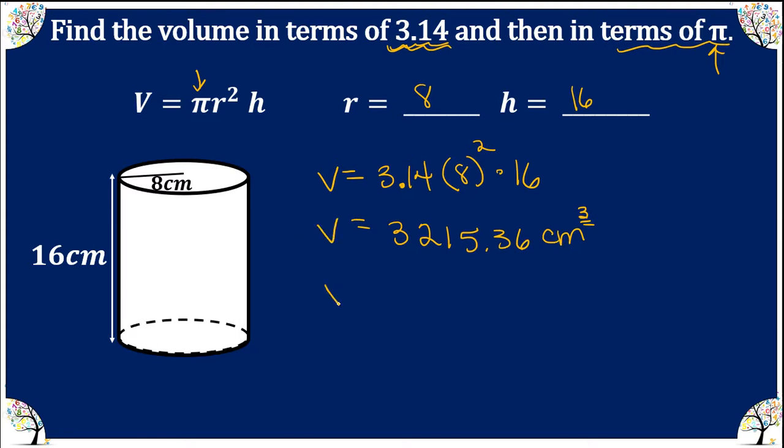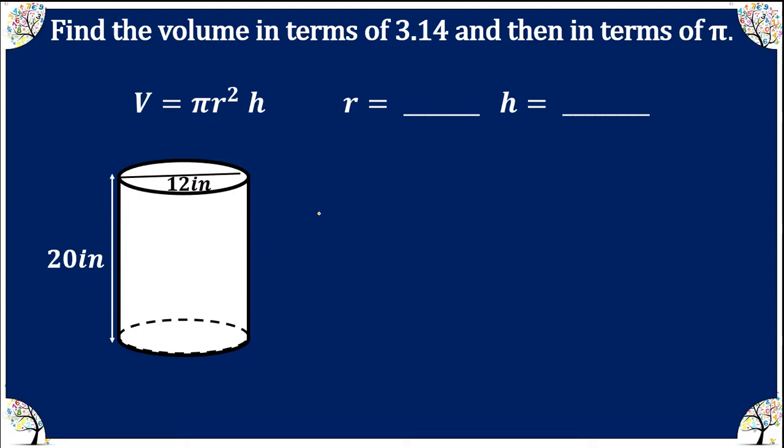Now we're going to recalculate, but this time we're simply going to use the symbol pi and not 3.14. So basically what we're doing is we're multiplying the radius squared times the height, which gives us 1,024 times pi. So be able to calculate it using 3.14 and just simply using the symbol pi.